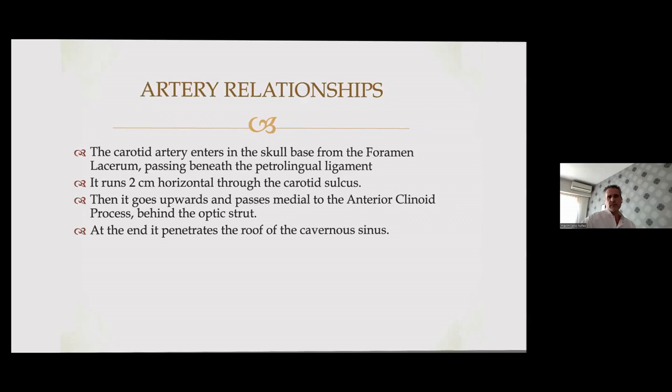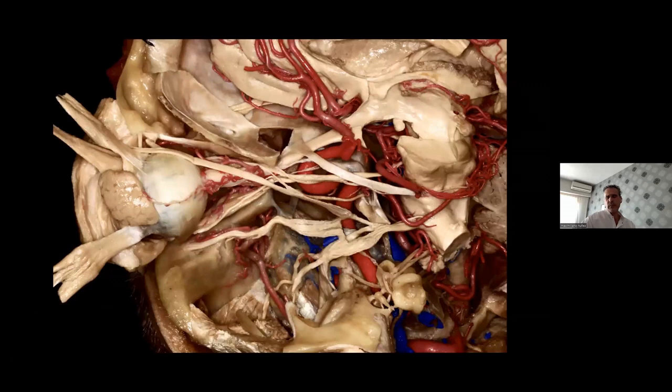Here is the full view of the carotid artery in the cavernous sinus and the petrous apex. We remove the petrous apex to describe the disposition of the petrosal portion of the carotid coming below and in the lower part of the trigeminal nerve. The petrolingual ligament is hidden behind the motor root of the trigeminal nerve, and this position continues to reach the interior of the cavernous sinus and make a hole in the roof to become the supraclinoid portion of the carotid artery.